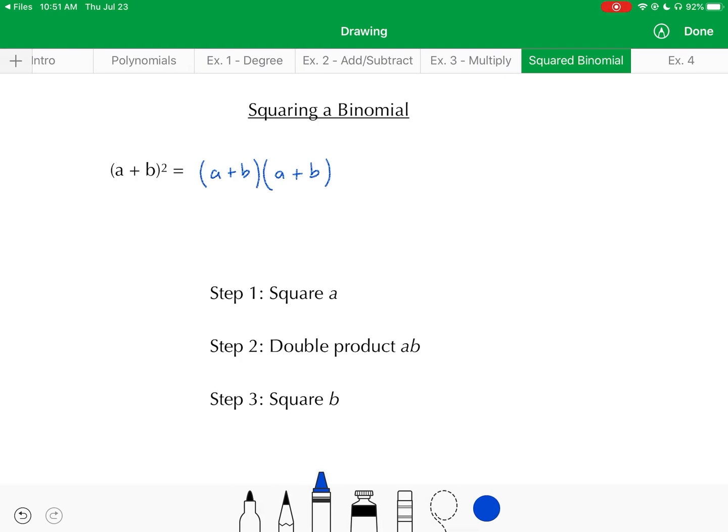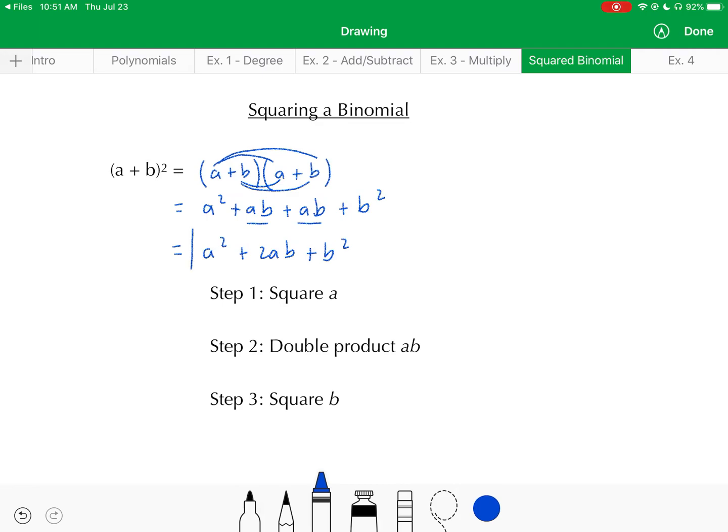And when I see it written like that, I know to use the distributive property, and that's going to give me a times a, which is a squared, a times b, which is ab, b times a, which is also ab, and b times b, which is b squared. And then I have a couple like terms here. I have 2 ab's, so this becomes a squared plus 2ab plus b squared.